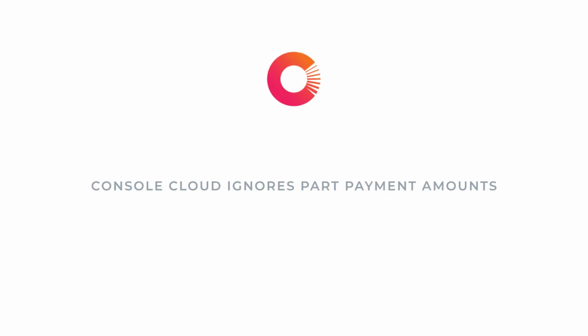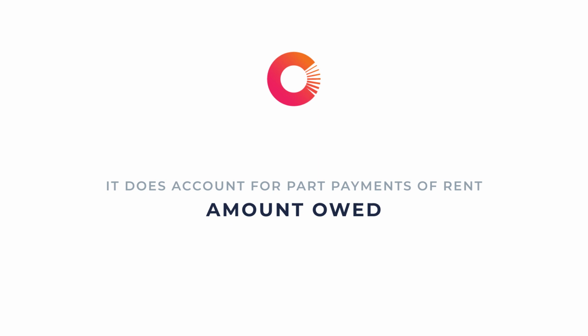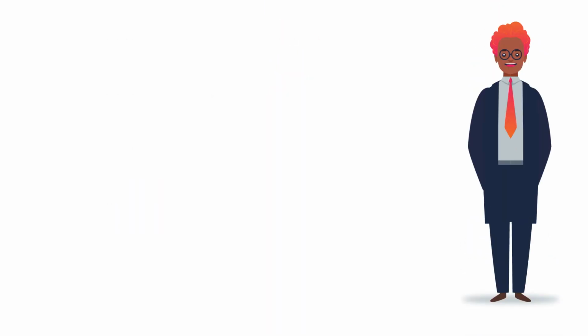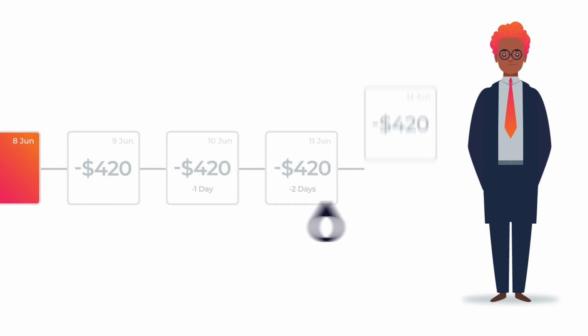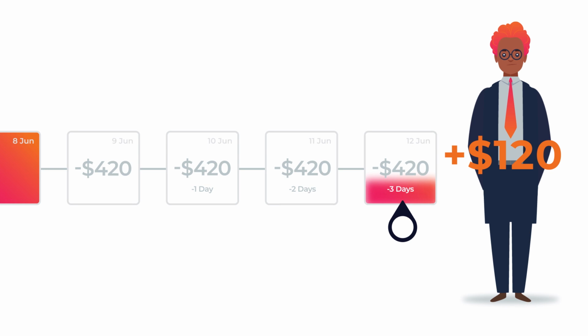Using this method, Console Cloud ignores part payment amounts when calculating the number of days a tenant is in arrears. Nonetheless, it does account for part payments of rent when calculating the amount owed. Let's say the same tenant misses their 9th of June payment and then makes a part payment of only 2 days rent or $120 on the 12th of June, when they are 3 days in arrears to the value of the full rent period of $420.